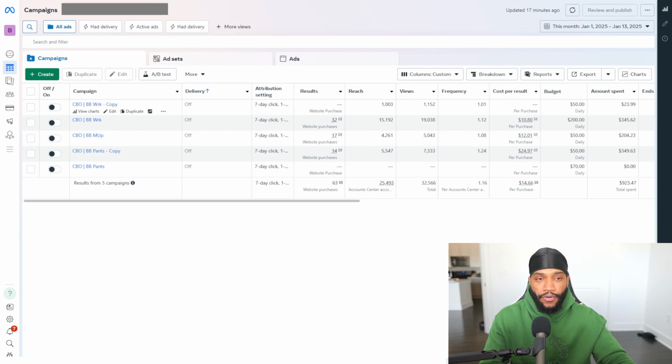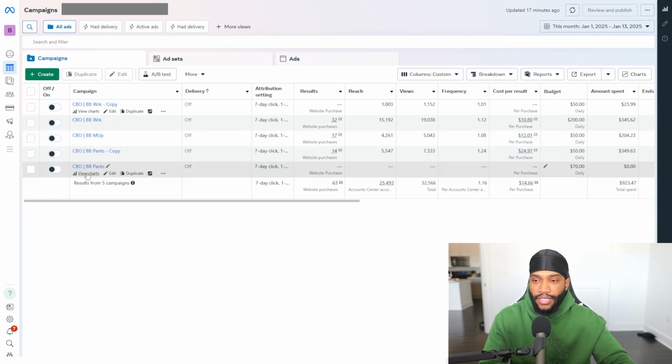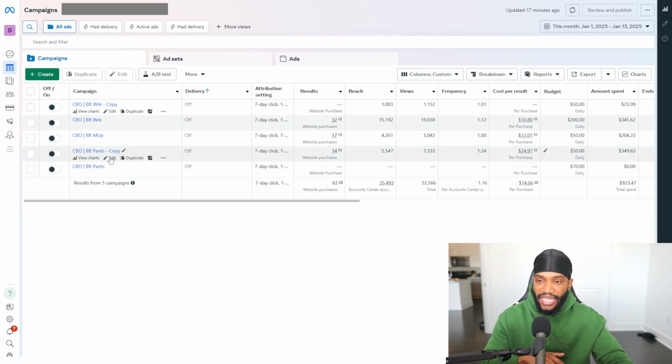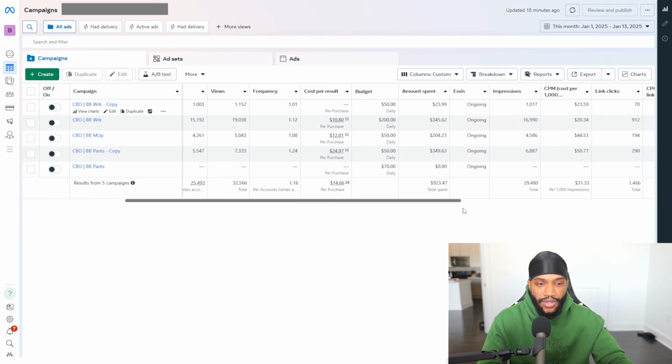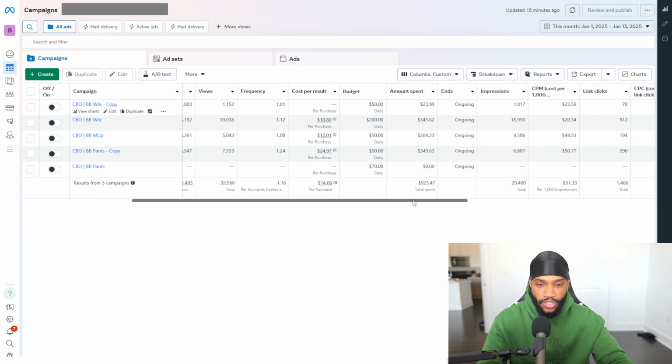So we're inside of the ad manager for Meta, and as you can see, currently I have 5 different campaigns, all CBOs, because at the moment of running ads, I only had a $250 budget for daily ad spend. Now I have a $3,000 daily ad spend budget, which is great because that means I can test more. As you can see, over the 2 weeks, I was able to get 63 website purchases. Realistically, it was within a 7-day period, if I'm not mistaken, and I spent $1,000, give or take, so $923.